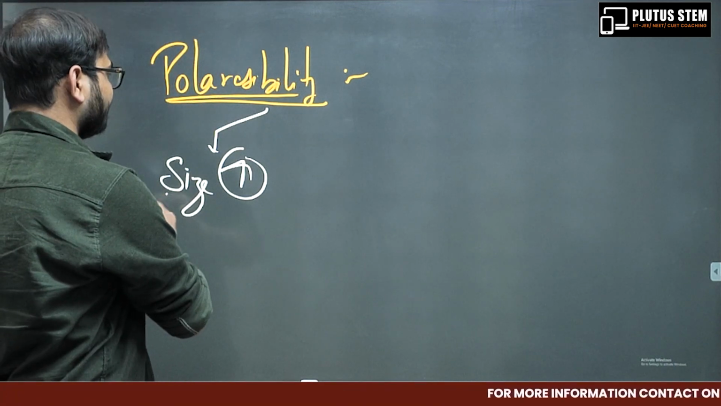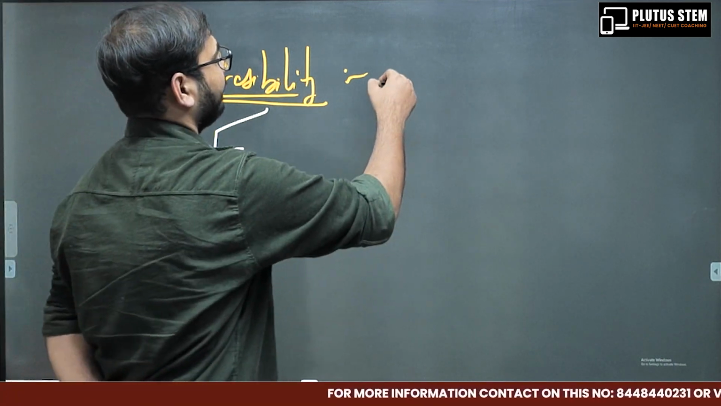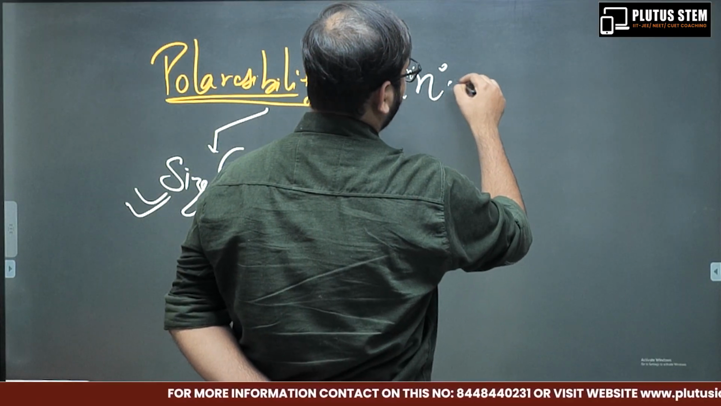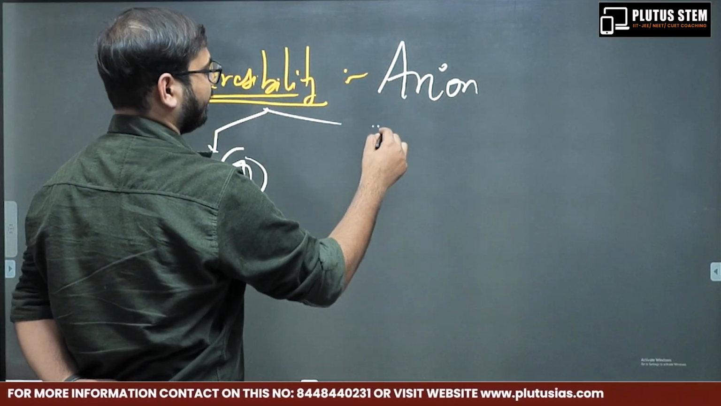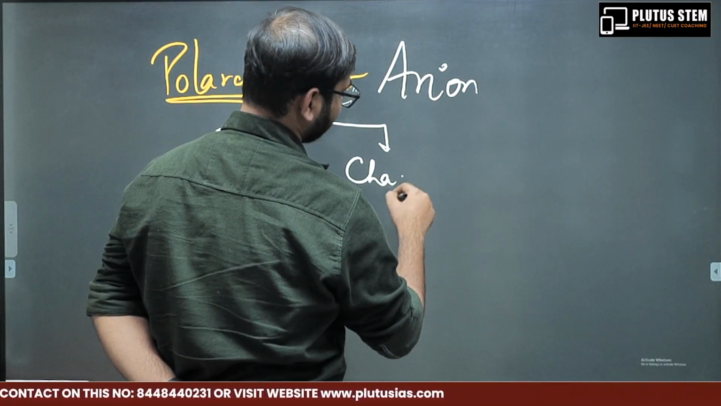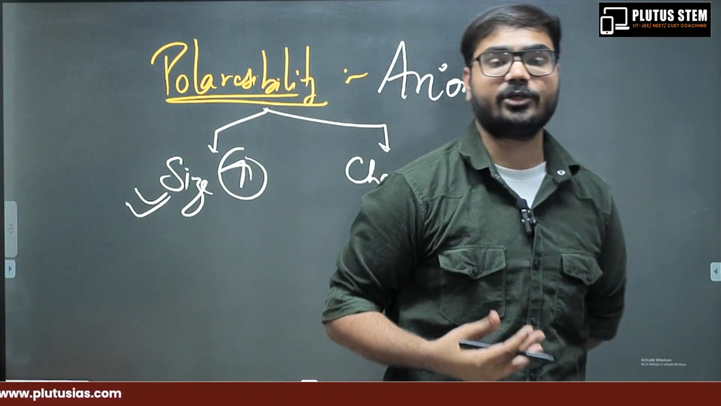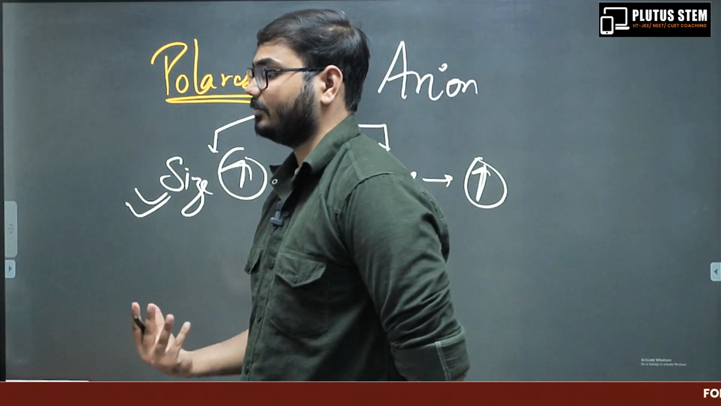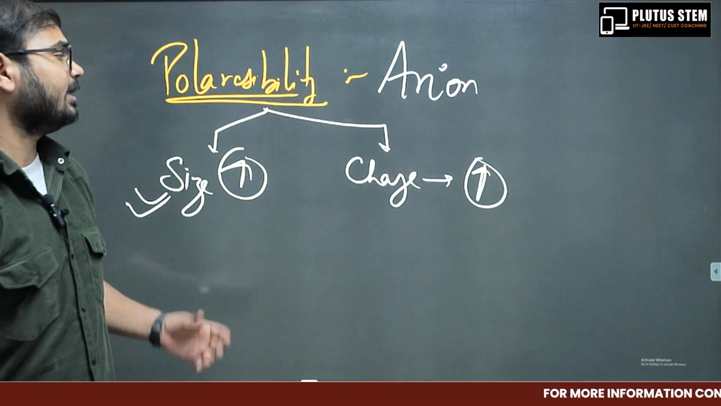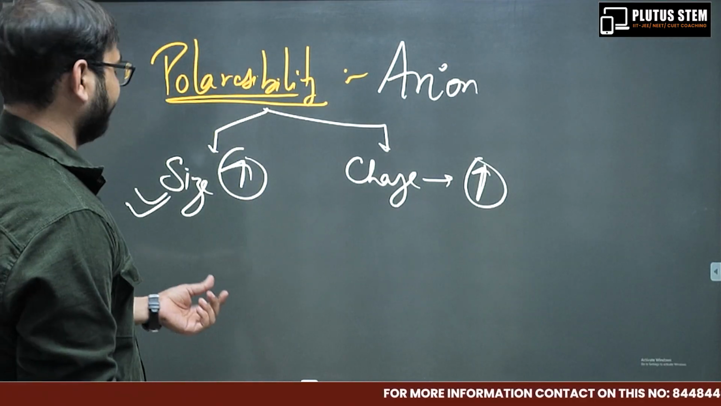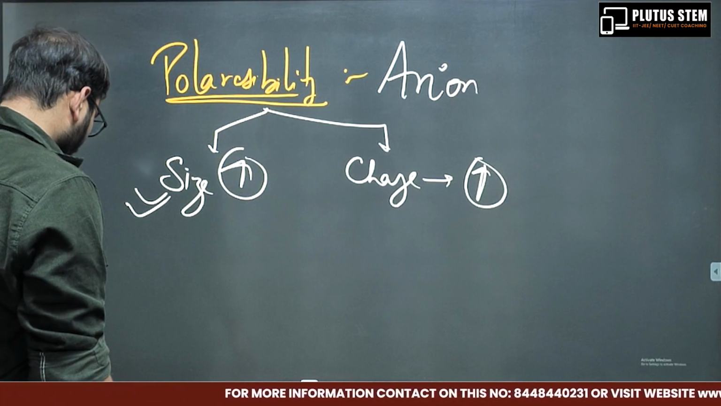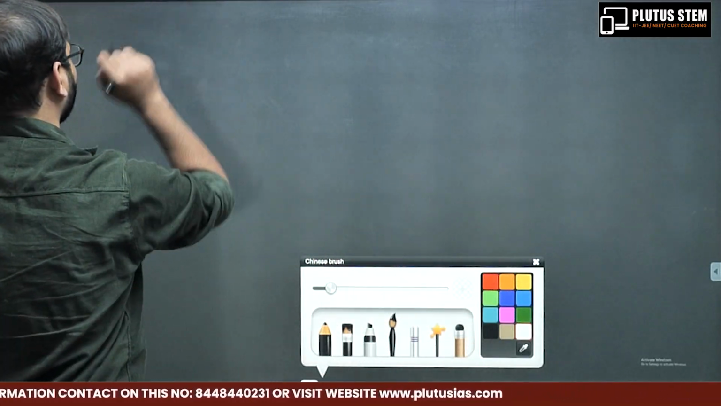So a higher charge favors high polarizability in the case of anions. And then charge. Higher charge means high electronic repulsions. High electronic repulsions means large size. Large size means easy distortion of the electron cloud. So using these two properties, now let's try some examples and try to explain the phenomena.